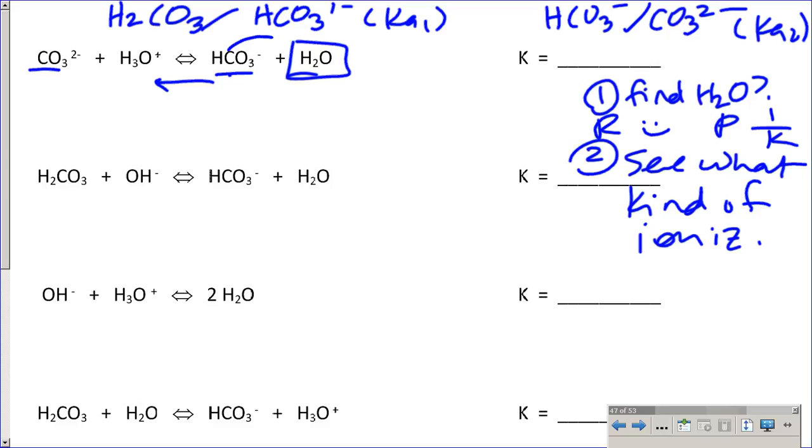You see how this deprotonates to water to form this? Going backwards, okay? You're focusing on water, and you see how this ion is interacting? It's acting as an acid.